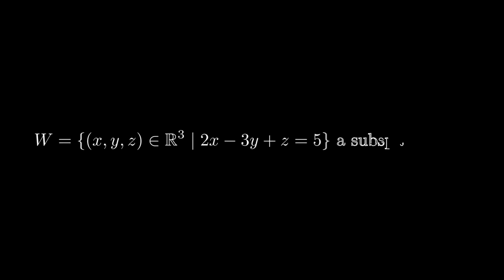What about this one? 2x minus 3y plus z equals 5. We can see that this is an equation of a plane, and it doesn't contain the zero vector, as we have a constant term that ruins the game. It gives 0 equals 5, which isn't true. Thus, this isn't a subspace.